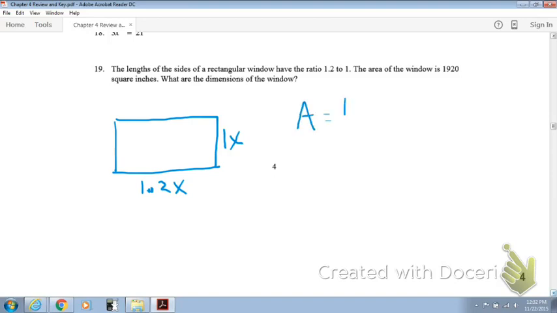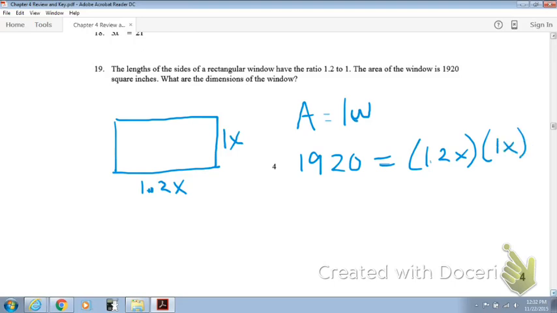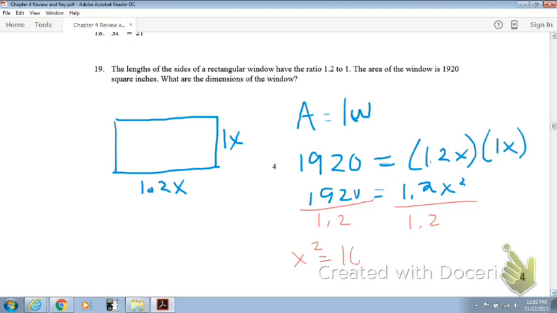So area is length times width. If the area is 1920, and that's equal to the length, which is 1.2x, and the width, which is 1x, I have a little equation out of that. So I have 1.2x squared equals 1920, and then we're going to divide by 1.2. And you get x squared is equal to 1,600. We're going to take the square root of both sides.